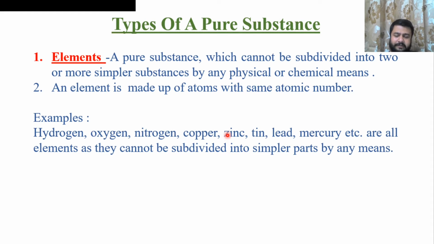All are elements and we cannot subdivide into similar part by any means. This subdivision is on the atomic level. It doesn't mean that we have a copper tube, so we can just break the copper. If you have a copper wire, we can cut it. If we have a tin wire or tin sheet, we can just cut this tin sheet. It doesn't mean that. Subdivided means on the atomic level. हम उस एटम को नहीं तोड़ सकते.